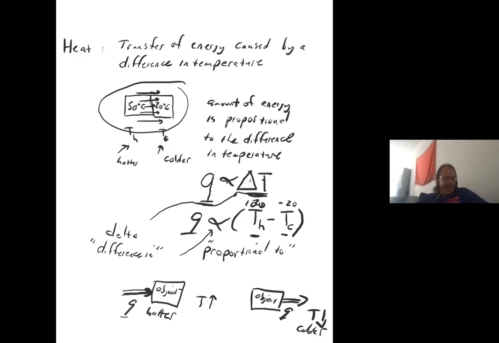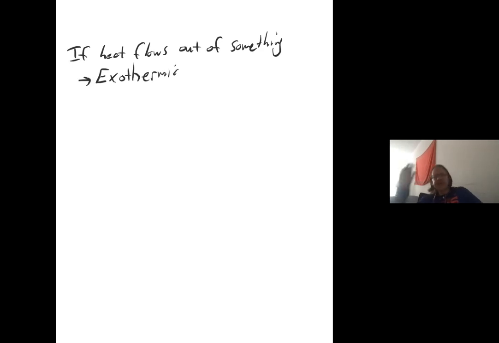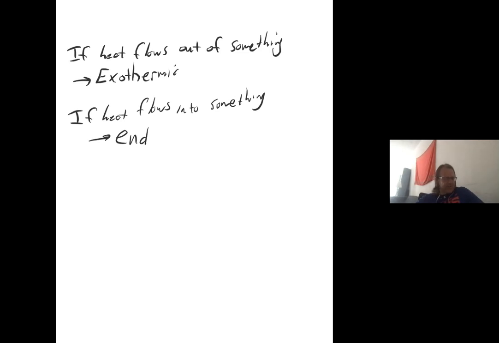Okay. And let me show one more aspect of this, or some terminology. If heat flows out of something, we call this exothermic. Okay. Exo meaning outside, right? Like an exoskeleton. If heat flows into something, we call this endothermic. I'll use a capital E for that one too.